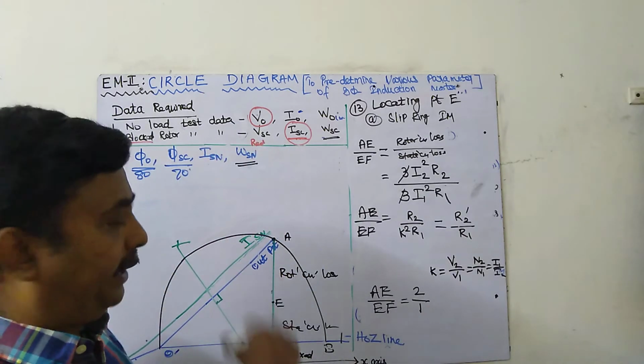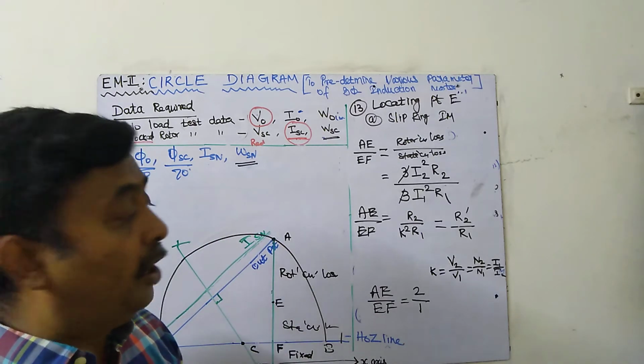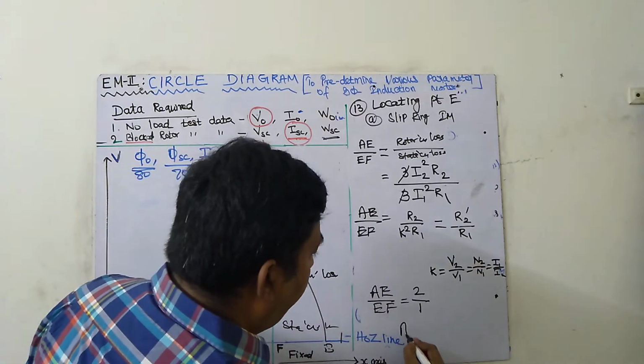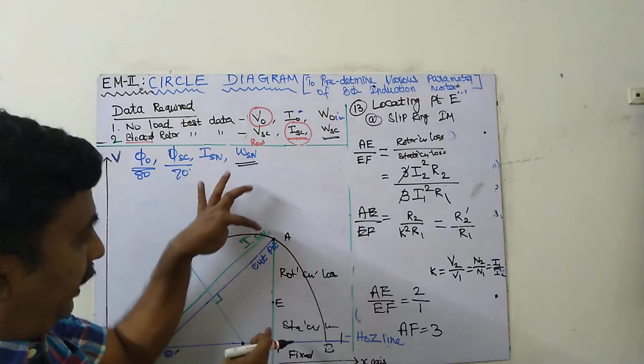2 by 1. How to separate this? The meaning is that AE is 2 times and EF equals 1 times. What is the total value? The total value is equal to 3. So what is the value of AF? AF equals 3 centimeter. This value we have to measure.